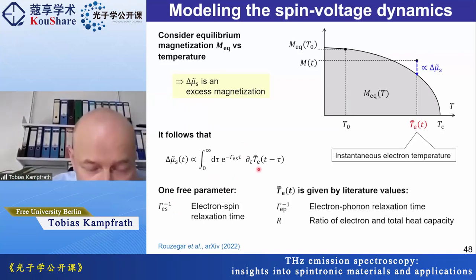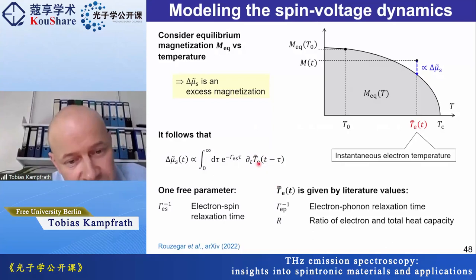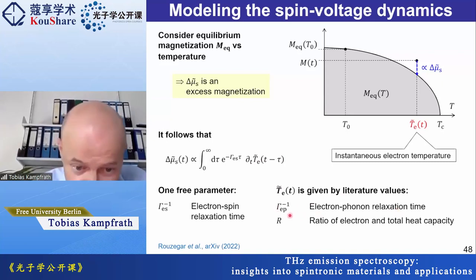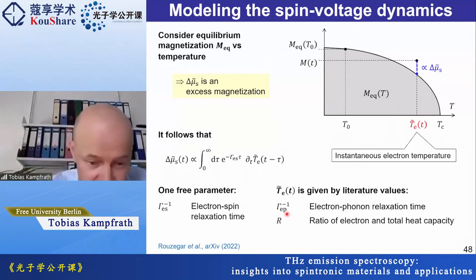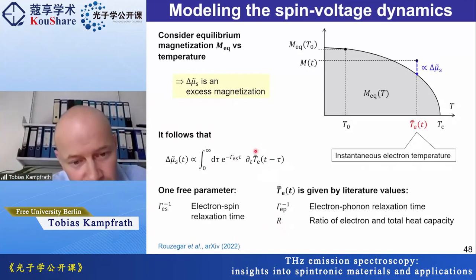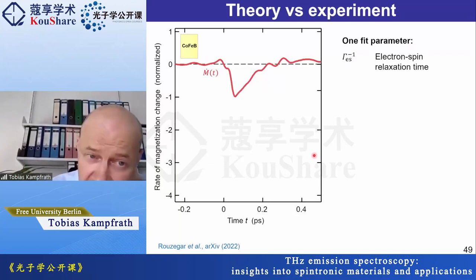Okay, and basically all of these parameters are given here. The dynamics of the electron temperature of the ferromagnet is given by literature values. We just need to know the electron phonon relaxation time, gamma EP inverse. This is given in the literature and is typically of the order of half a picosecond. And then finally, what we also need to know for the dynamics of the electron temperature is the ratio of electron to total heat capacity. All of this is known. The only free parameter in the dynamics here is the electron spin relaxation time. And with this, we can now fit the measured dynamics with simply one fit parameter, the electron spin relaxation time.